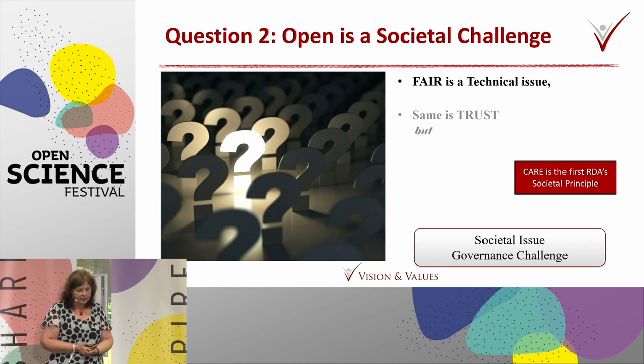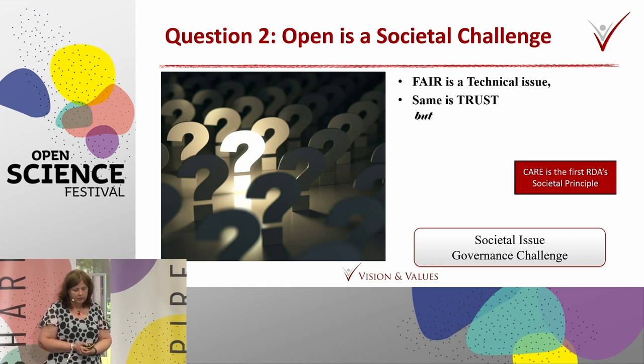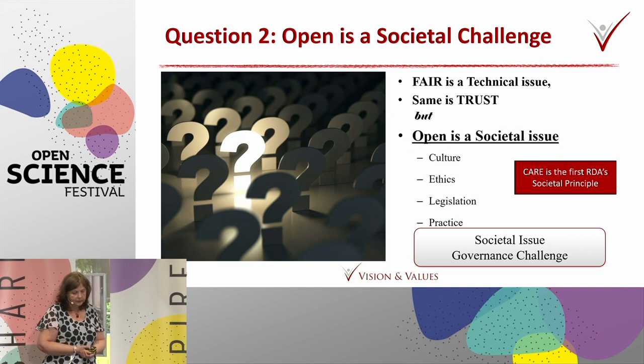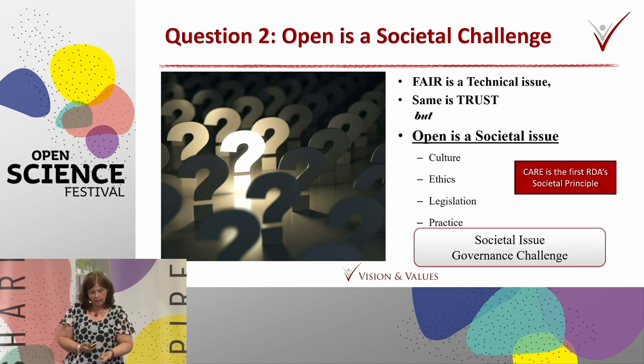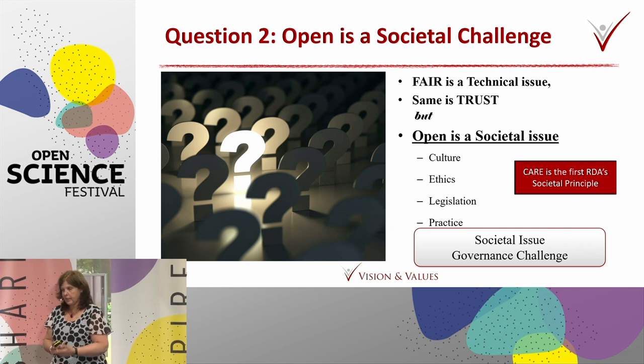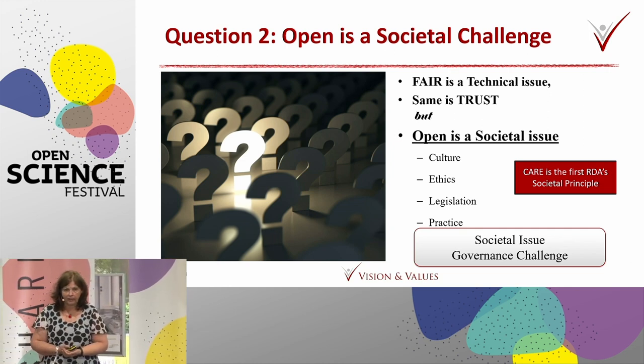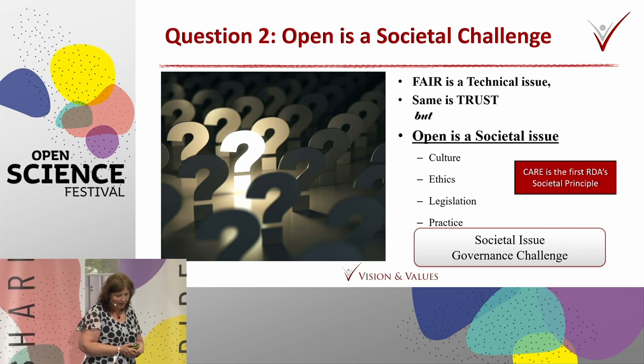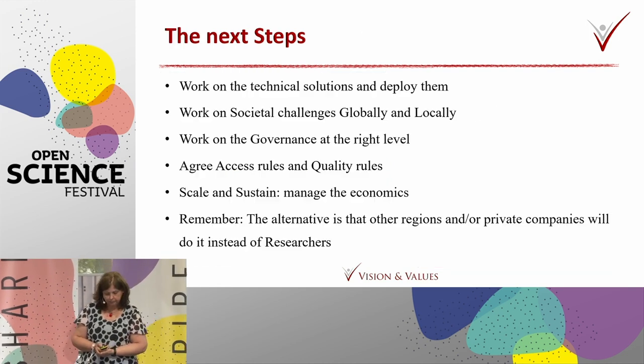So FAIR is a technical issue, same as trust. Because trust can be done by all the processes, etc., if they are documented. But open is a societal issue. It's culture, it's ethics, it's legislation, it's practice, and it's not surprising that four of us are now working on the ethics intergroup together with Oya to do something with it.